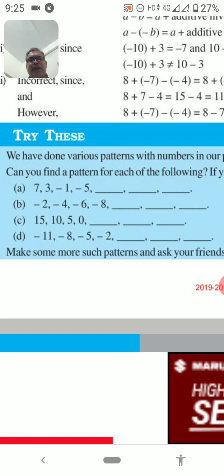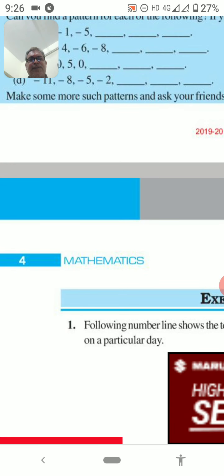Now you can see the patterns here: 7, 3, -1, -5. Then which integer comes next? You can write here -2, -4, -6, -8. So which integer comes after -10? You can write here. So 15, 10, 5, 0. Which integer comes after 0? You can write 3, 4 integers. And in this way you can complete these patterns very easily.